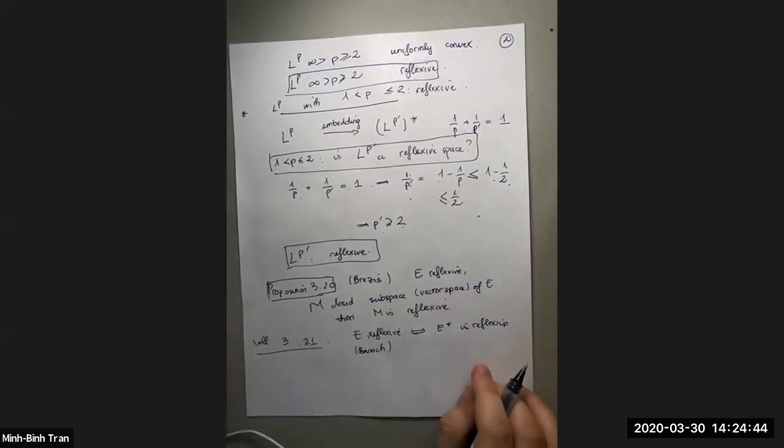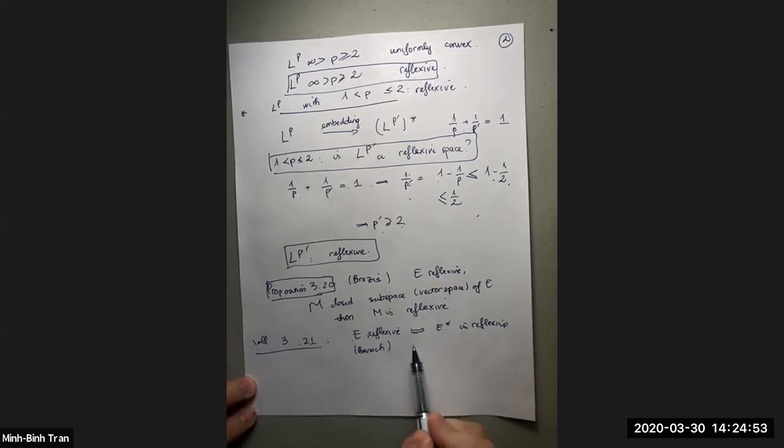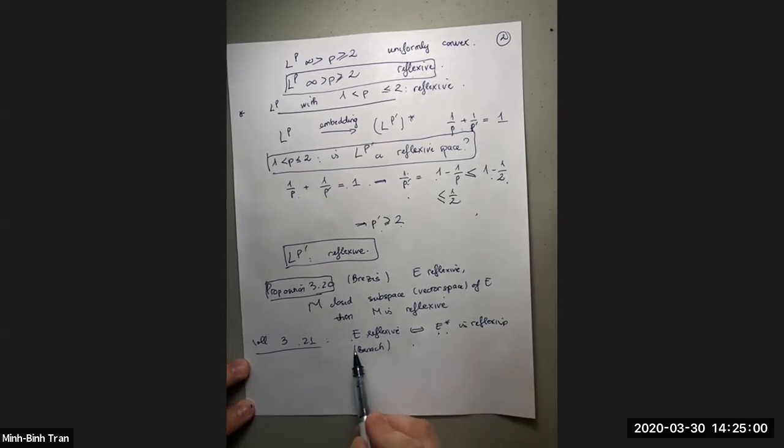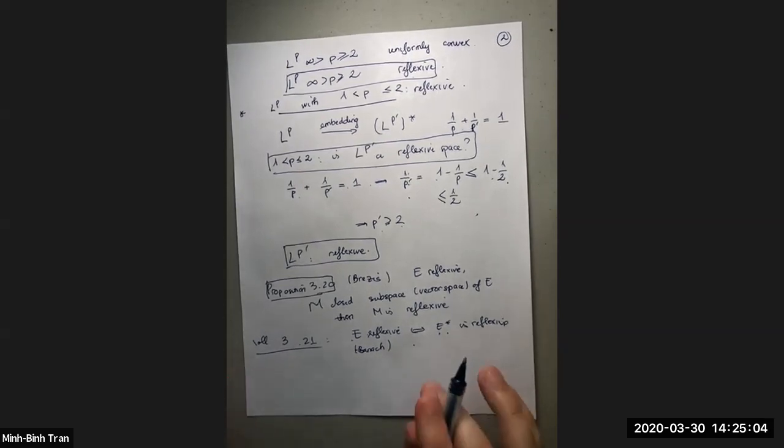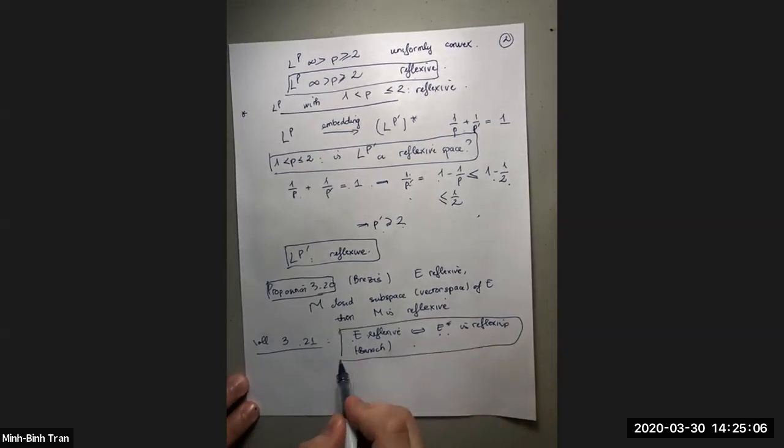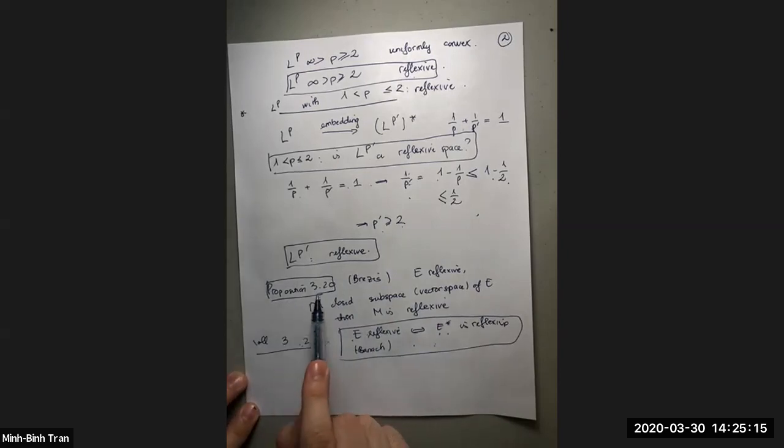So if you consider a Banach space, if the space is reflexive, then the dual is also reflexive, right? And then if the dual is reflexive, then the space is also reflexive. This is a corollary of Proposition 3.20, so to have this one, you're going to need Proposition 3.20.